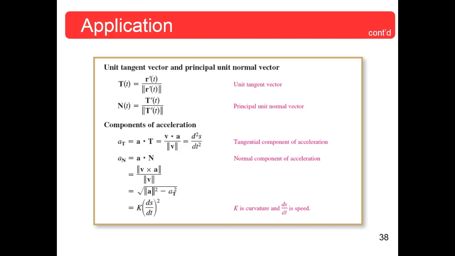Sorry, I said that wrong. The speed squared, derivative of the arc length squared.